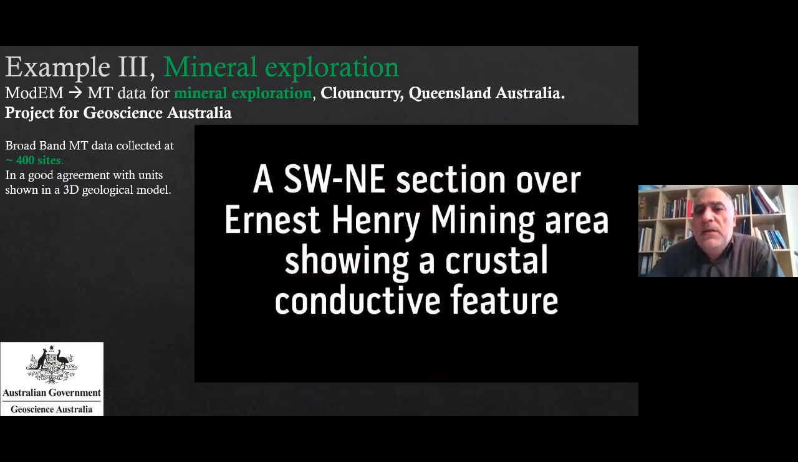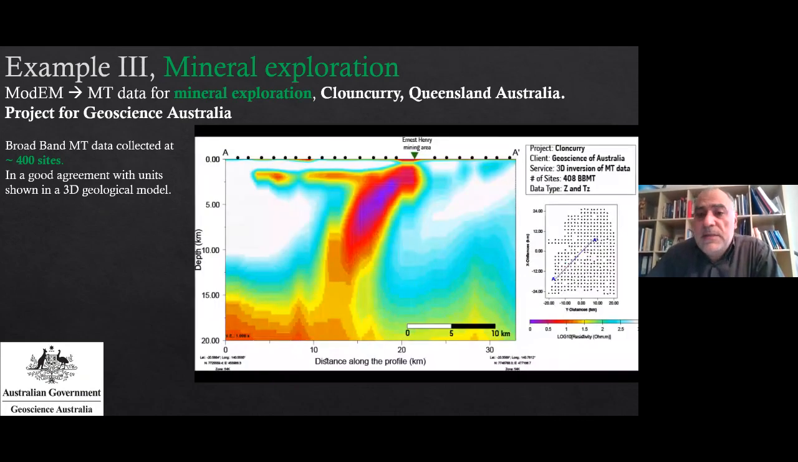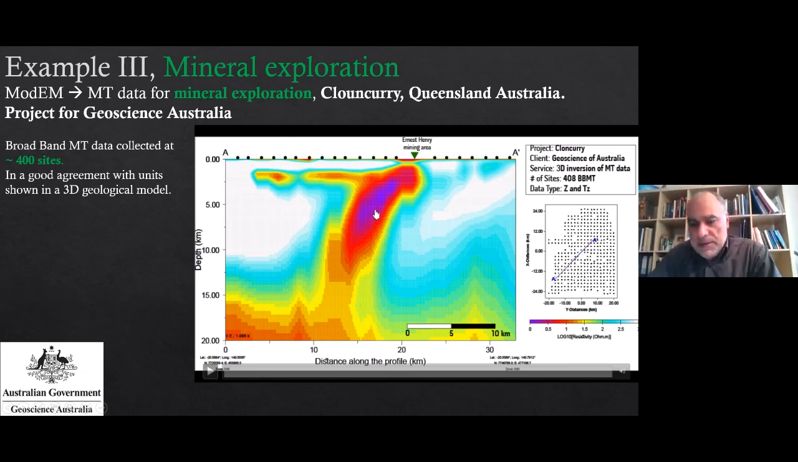Now looking at the southwest-northeast section, we observe a very conductive anomaly located in the upper crust, and it is going toward the mining area in the study area. This is the mining area with the green triangles, and you see that there is some conductive anomaly coming from the crustal level, something below 5 kilometers.